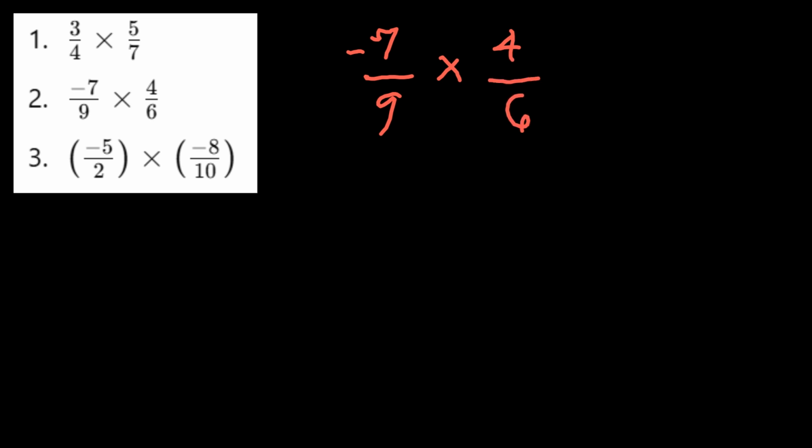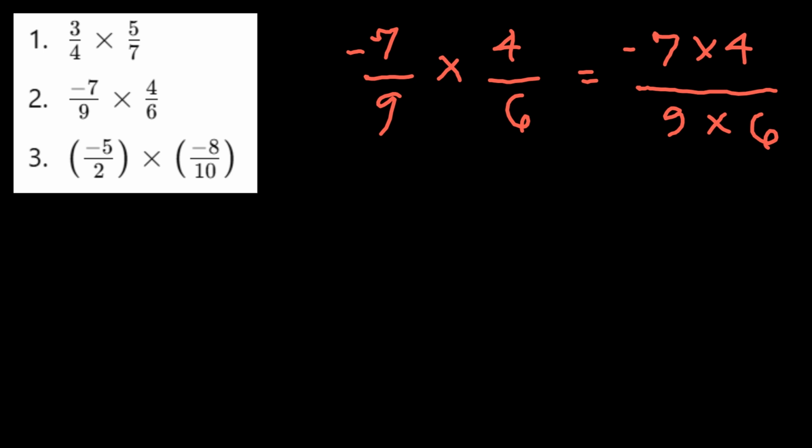For example number 2, we have negative 7 ninths times 4 sixths. The same process as number 1. What we have to do is multiply our top numbers together, so we have negative 7 times 4, over the product of our bottom numbers, or denominators, 9 times 6.